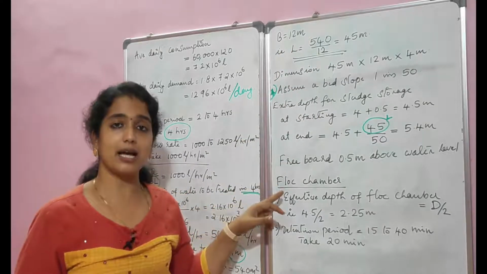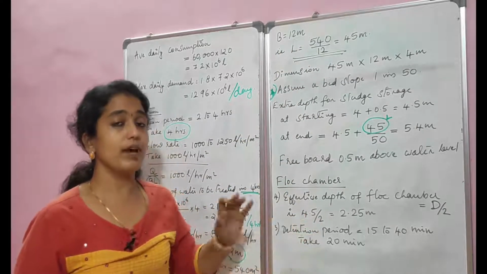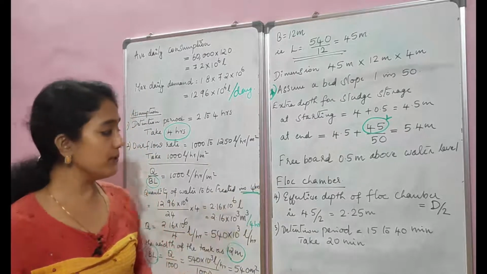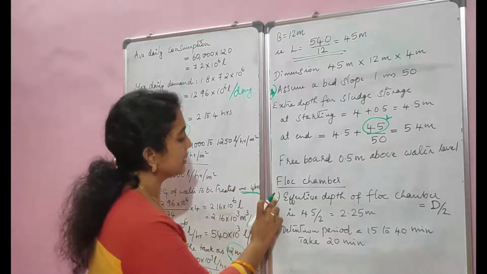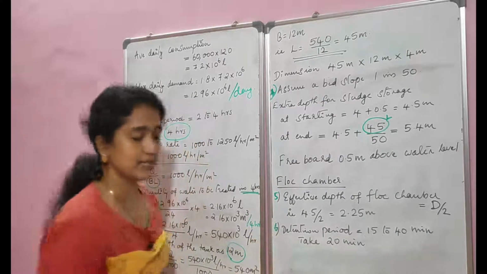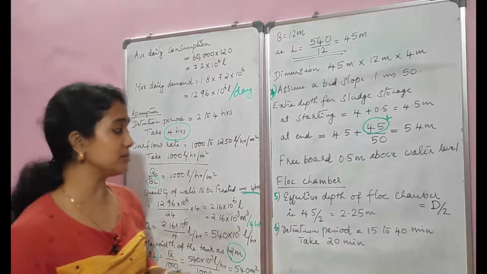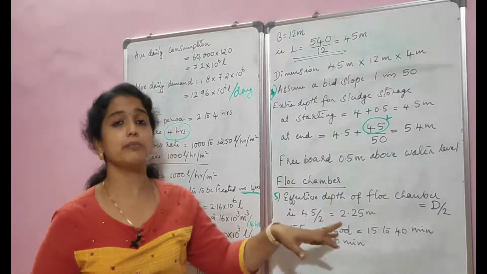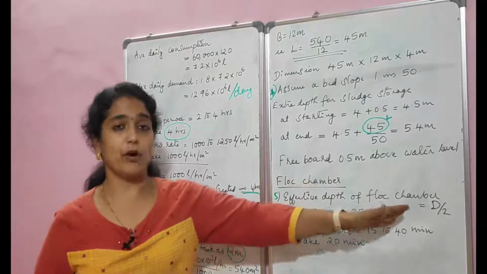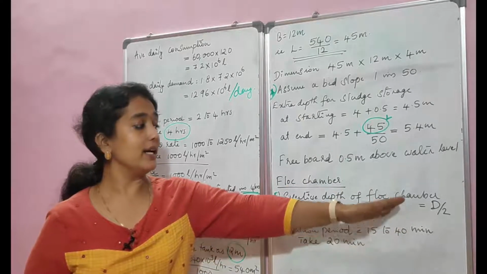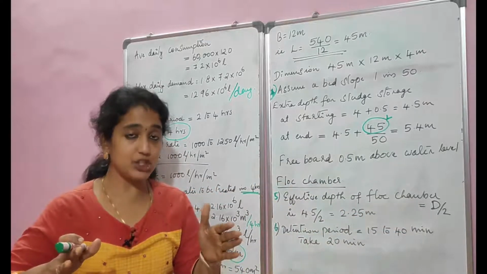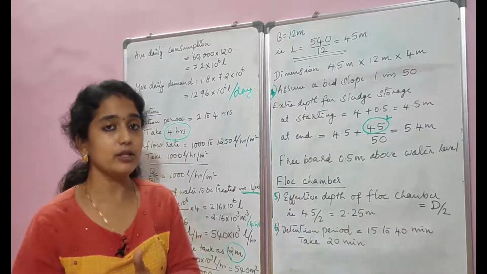Then we have to design the floc chamber also, where the flocculation happens. Design for floc chamber. Here the fifth assumption and the sixth assumption come. The first assumption is the effective depth of the floc chamber. Effective depth of the floc chamber should be the depth of the sedimentation tank divided by 2.